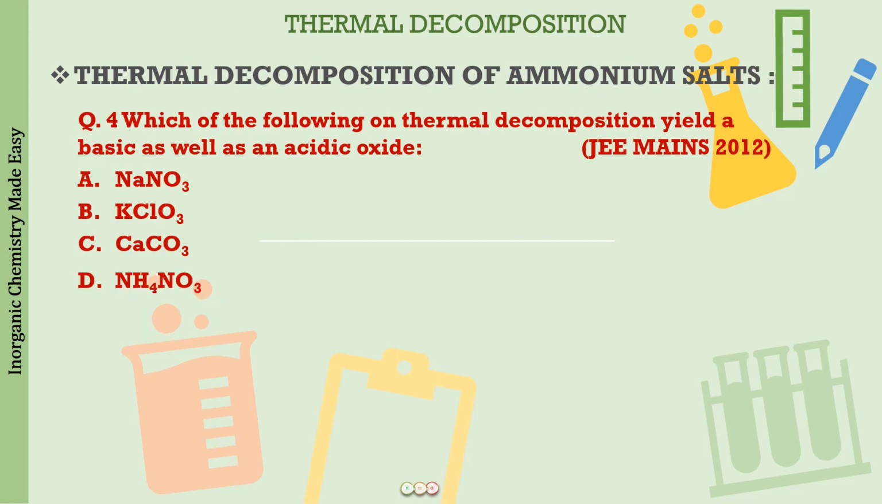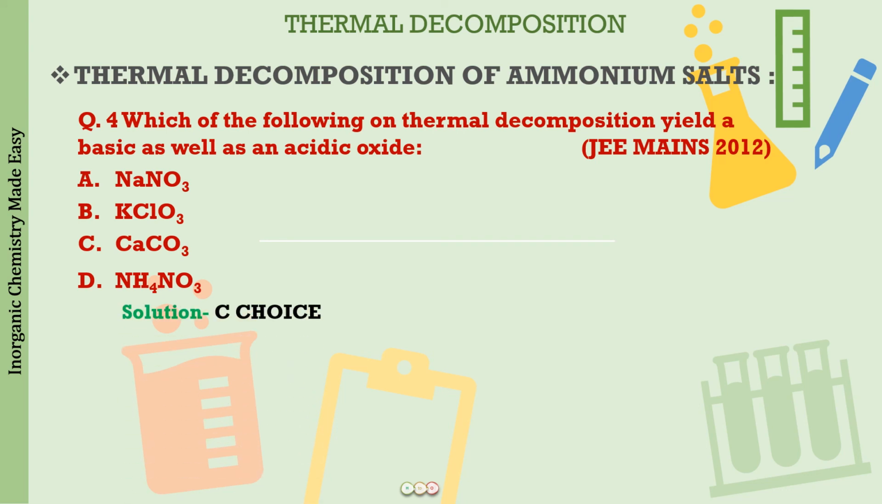So now let us see question number 5, the question which you saw at the start of the lecture. Which of the following on thermal decomposition yield a basic as well as an acidic oxide? And the choices now, we do not know the thermal decomposition of the nitrate ion. This we will be doing in the next lecture. Alright, then we have KClO3, again the chlorate ion, not learned till now. Alright, we will be doing it in the upcoming lectures. The carbonate ion decomposition we've already learned, and the ammonium ions we have learned in this lecture. So these are the 2 choices you can now do yourself.